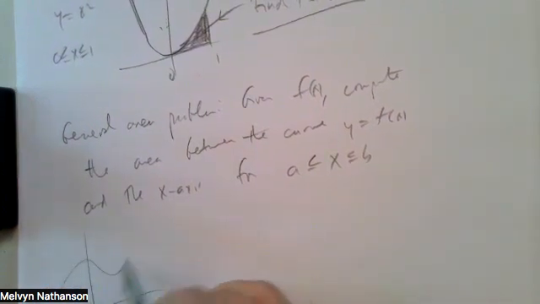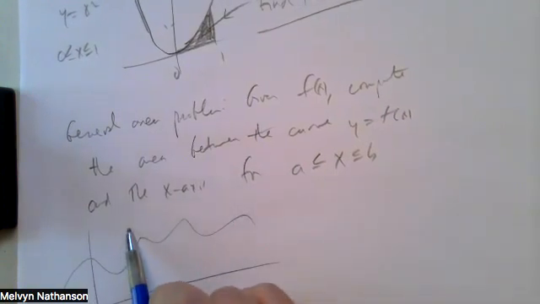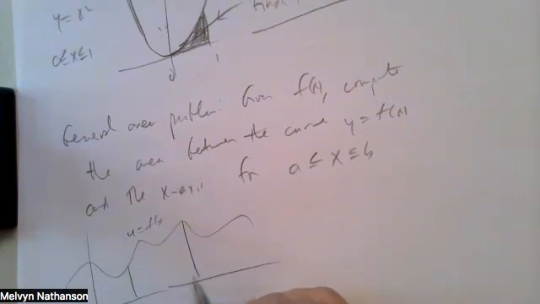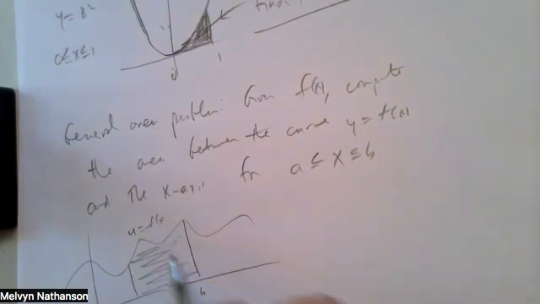So here we have some curve y equals f of x. And this is, say, x equals a and x equals b. And we want to find this area.